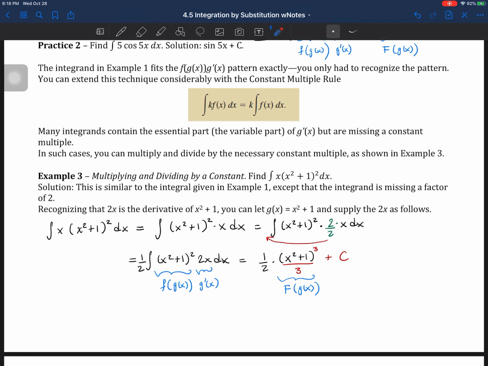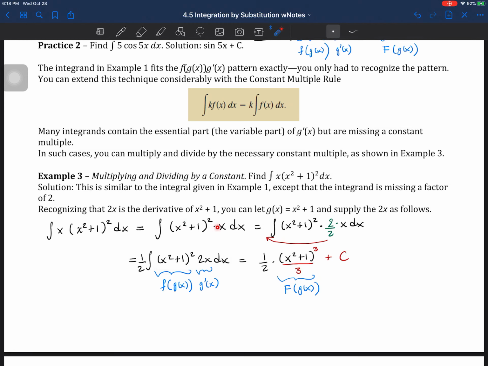Now, when I try this, obviously I'm going to move my x over here by just switching the order of the factors. But I notice that the parentheses here have x squared plus 1. So that gives me a hint that that will probably be g of x. So what we're going to do here is take the derivative of this, which is 2x.